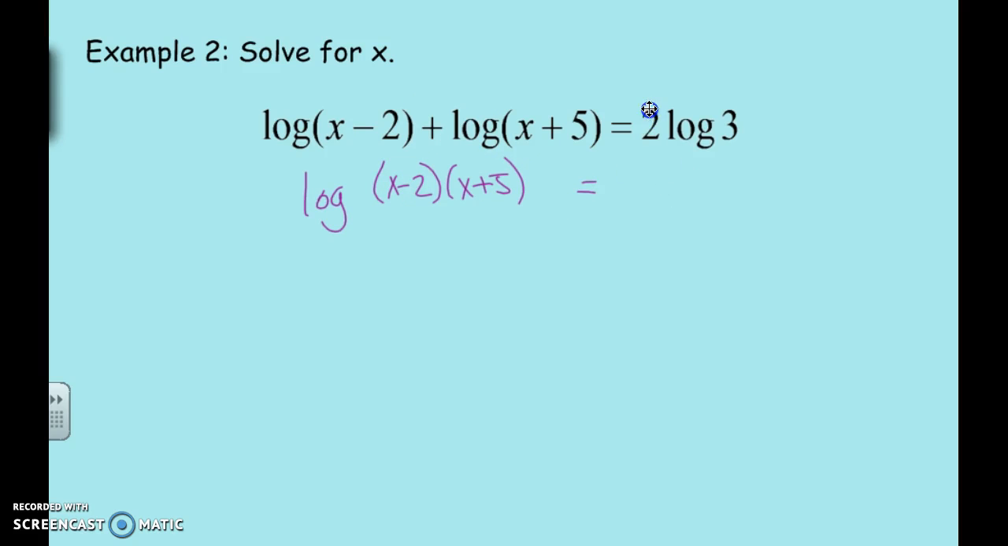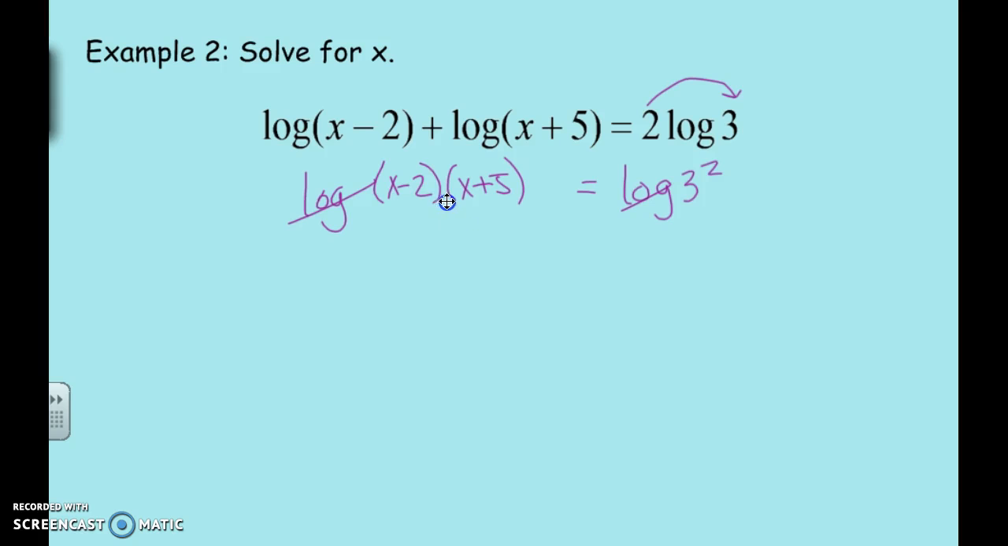On the other side, I know that that 2 can jump up as an exponent, giving me log of 3 squared. As I look at both sides, because these both have a log, those will cancel out. It's kind of like dropping the base. We can also drop that logarithm. It's one of our early properties in this chapter.